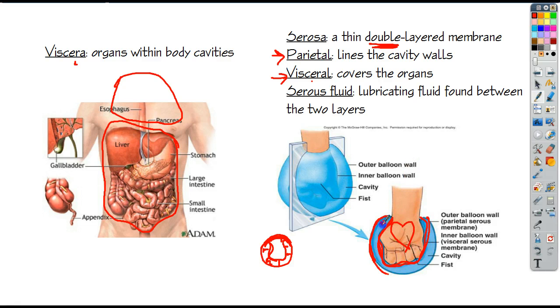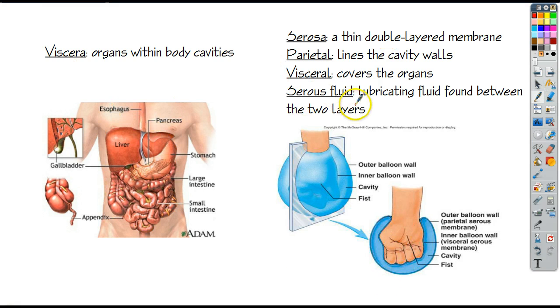And then in between, there's something equivalent to WD-40. It's a lubricating fluid that prevents friction and rubbing of the two membranes against each other. And we call that serous fluid because it's produced by the serosa. So serosa makes serous fluid to lubricate the visceral and the parietal serosa.